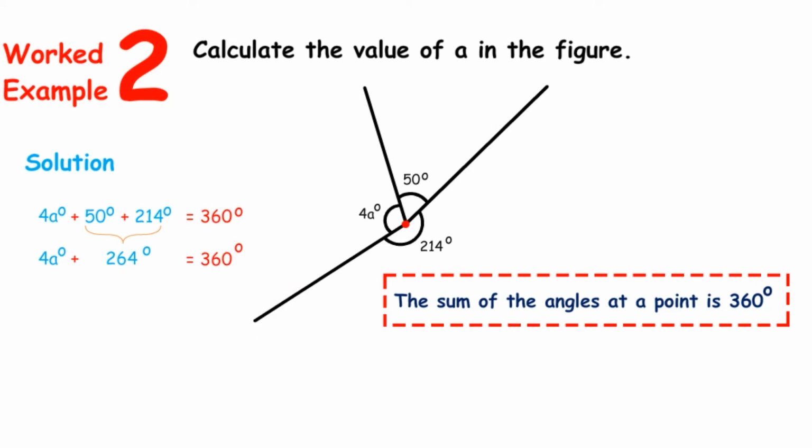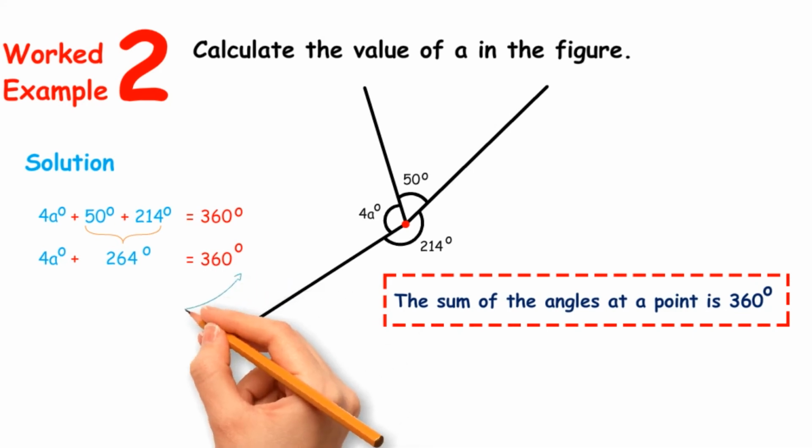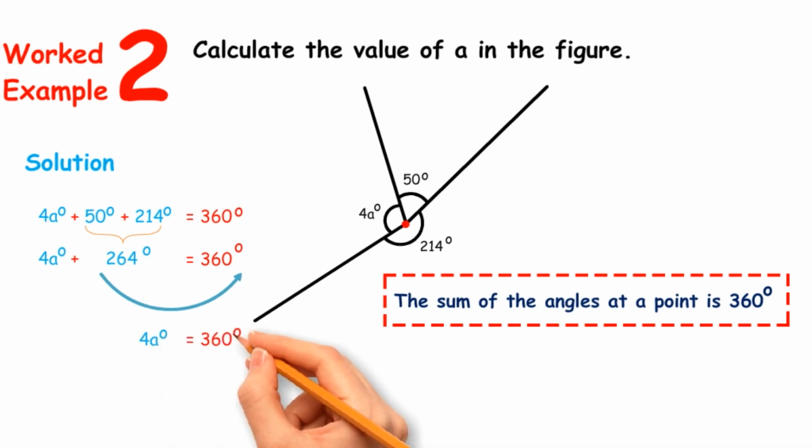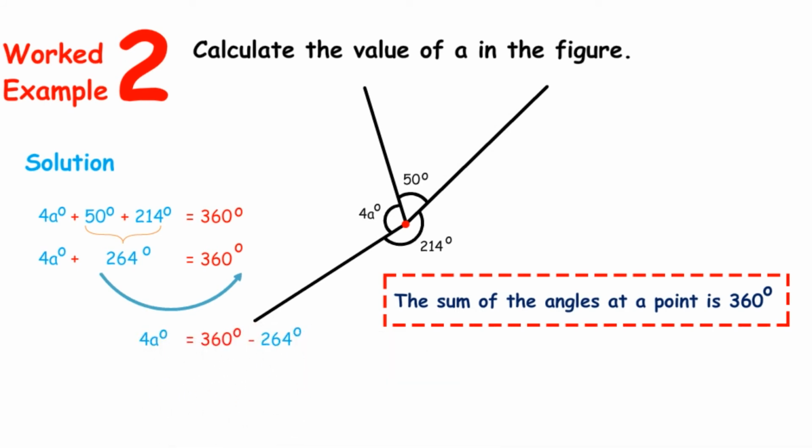Now, 264 will be shifted to the right hand side. 4a equals 360 minus 264. 360 minus 264 equals 96.